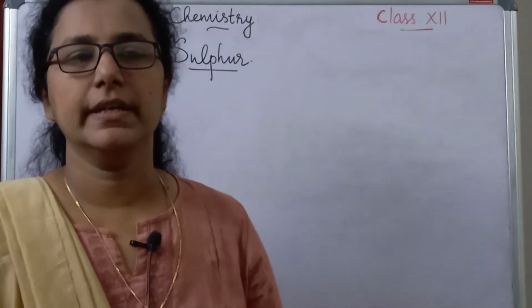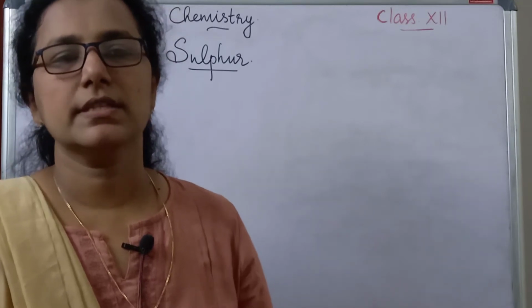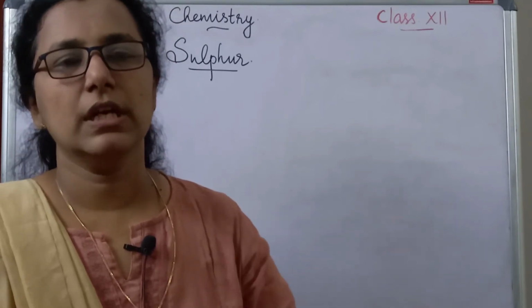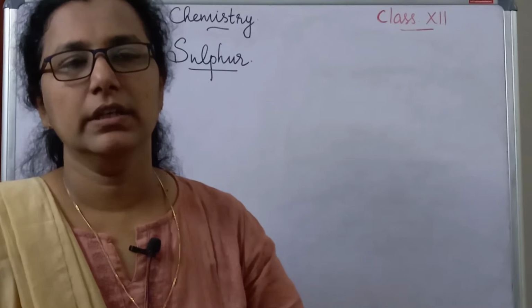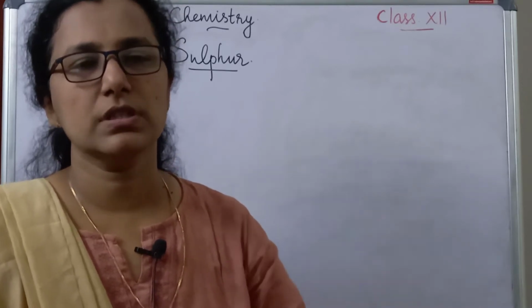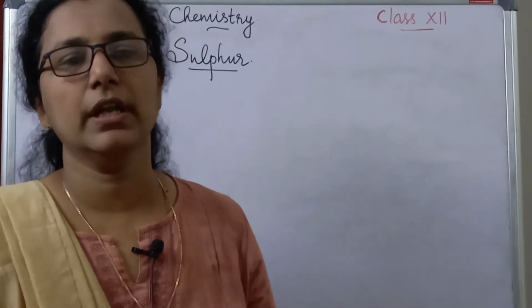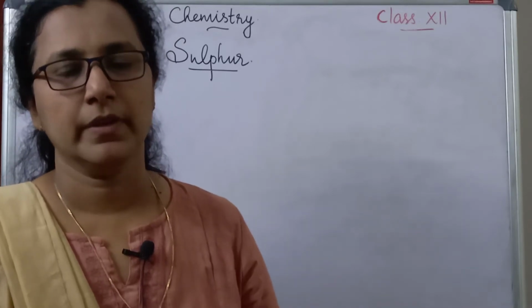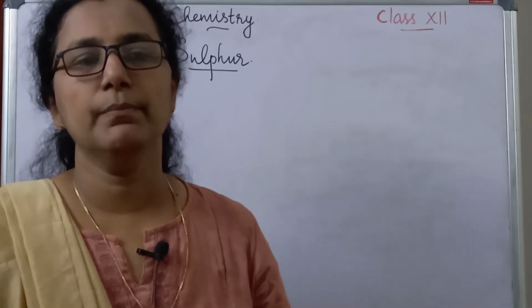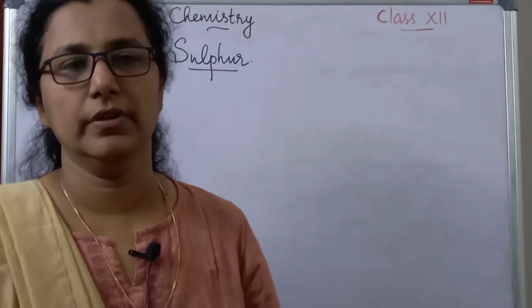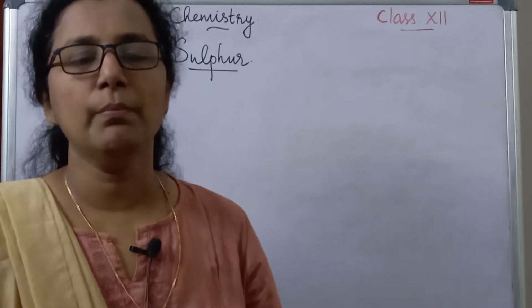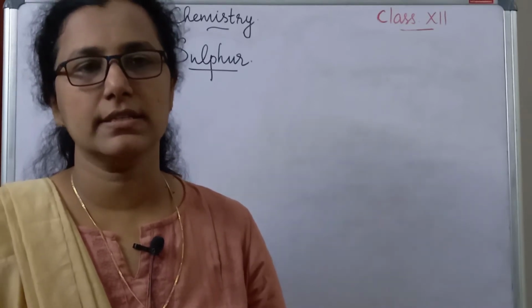Hello students, let us study a simple topic, sulfur. Sulfur forms many different allotropes. But there are two most important allotropes of sulfur. They are rhombic sulfur and monoclinic sulfur.